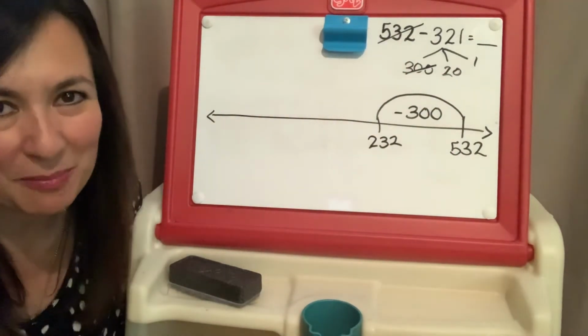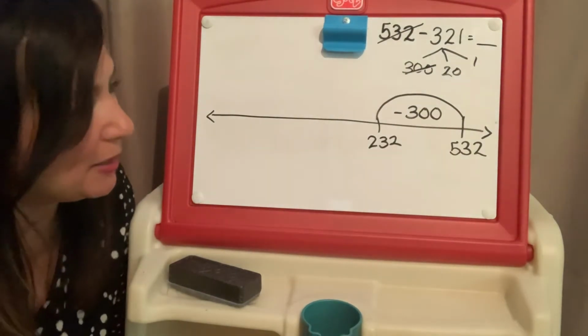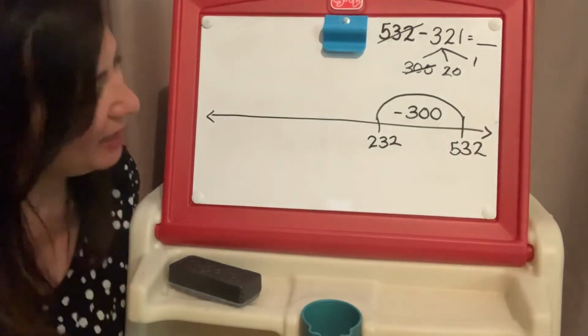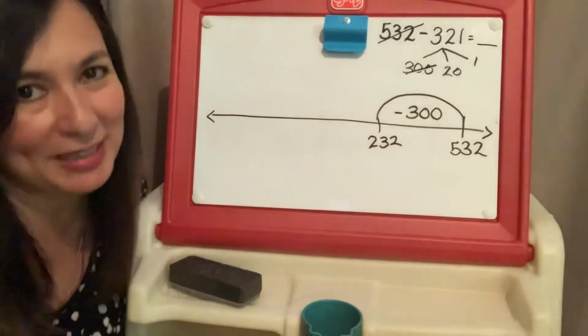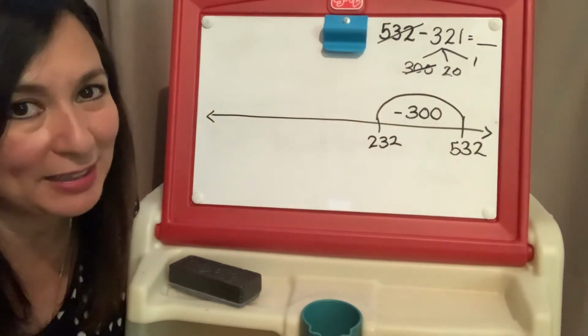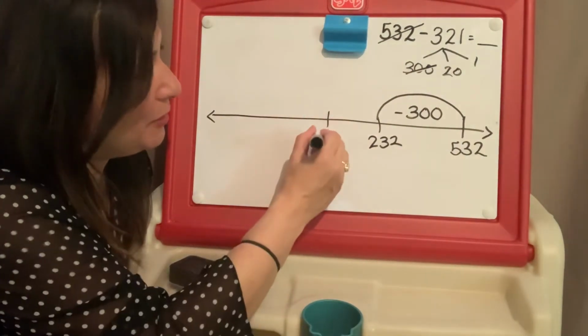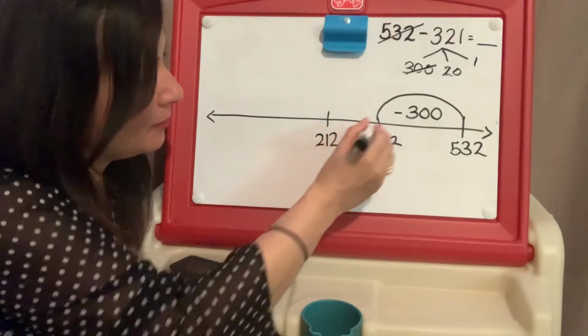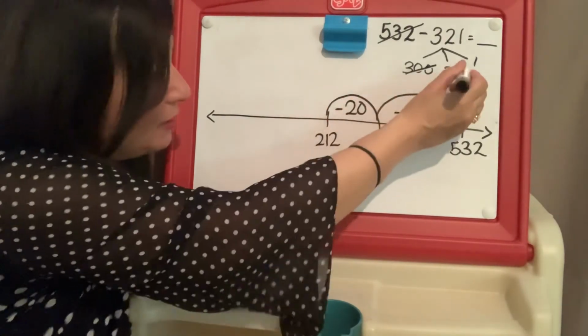Can we take one big jump of 20? If you were working on your own and you wanted to take 2 jumps of 10, that's fine. But I'm gonna take one big jump of 20. I'm gonna take 2 10s away from these 3 10s. 232 subtract 20 equals what? Say it, 212. So I'll position 212 right here. I'll draw my jump, label it subtract 20.